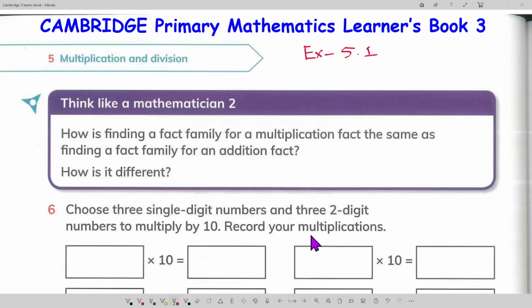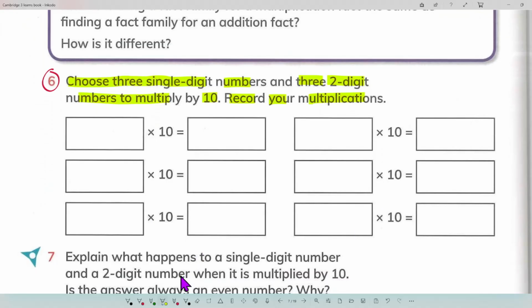Cambridge Primary Mathematics Learners Book 3, Exercise 5.1, we are starting number 6. Choose 3 single-digit numbers and 3 two-digit numbers to multiply by 10. Record your multiplication. Very simple thing.